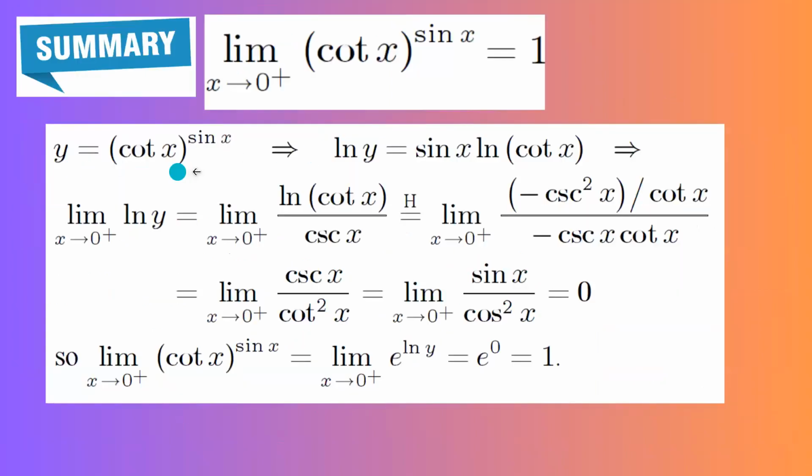In summary, when we have a function like this, cotangent x to power sine x, taking the ln of both sides, and then rewriting that as ln of cotangent of x over cosecant of x, we can apply L'Hopital's rule. It gives us the limit of negative cosecant squared divided by cotangent over the derivative of cosecant, which is negative cosecant times cotangent. Then we simplify this to sine x over cosine squared of x, and then take the limit as x goes to 0 from right. It is 0 divided by 1, which is 0.